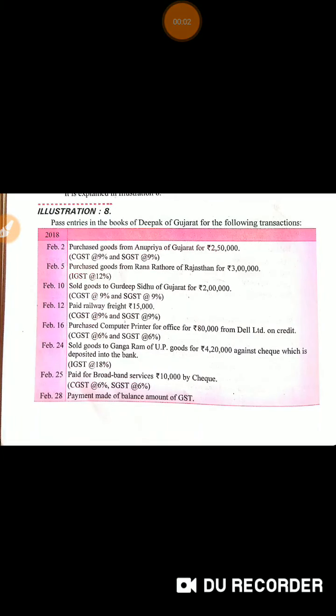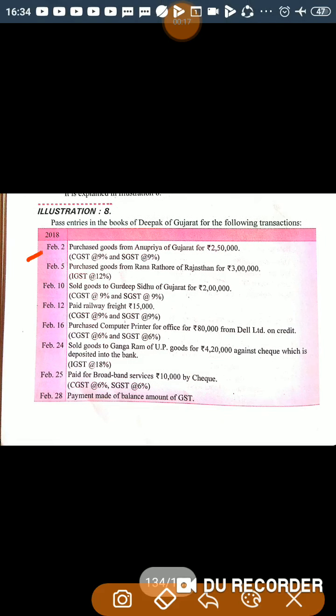Now I'm taking the next illustration. This illustration says pass entries in the books of Deepak of Gujarat for the following transaction. So February 2nd, purchase goods from Anupriya of Gujarat for rupees 2,50,000. As Deepak is in Gujarat and Anupriya is also in Gujarat, this is an intra-state transaction, that is within the state.